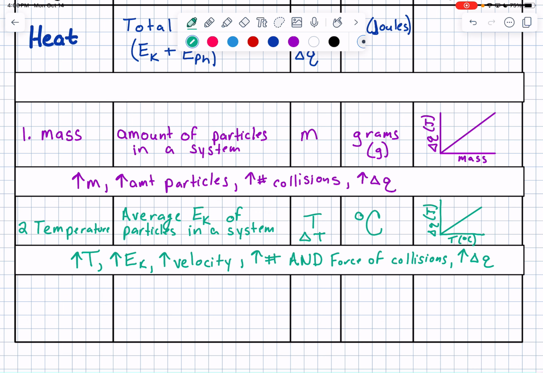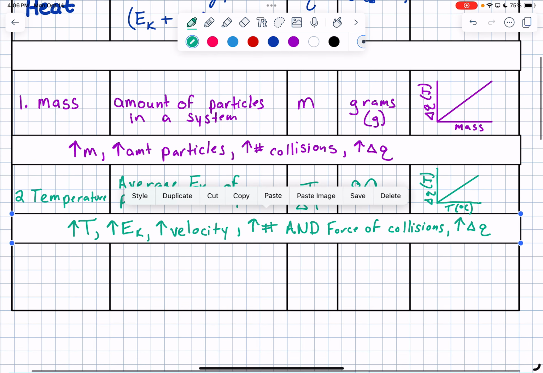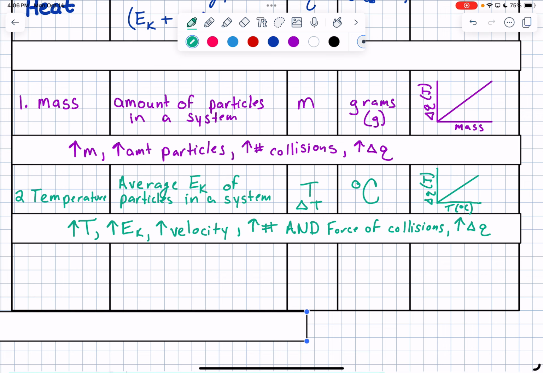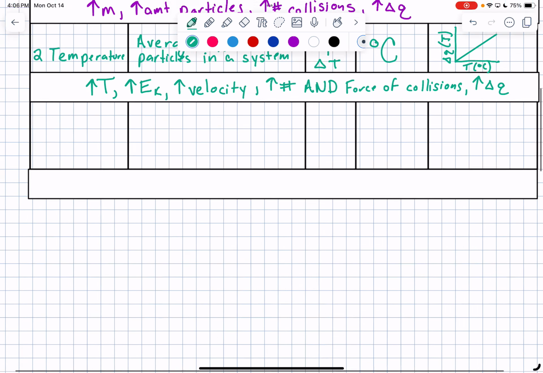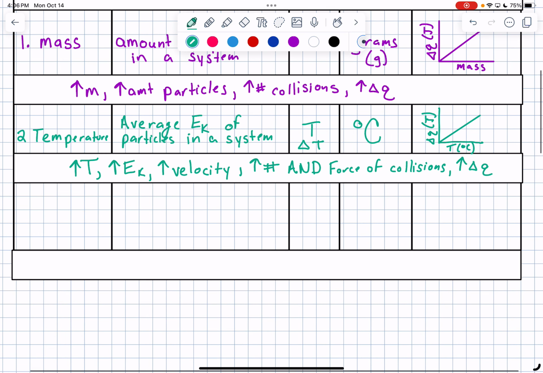Now, the last one that we're going to talk about, you guys really struggle with this next one. And so I'm going to do my best to try to give you some examples and make it as simple as possible. And this one is called specific heat.